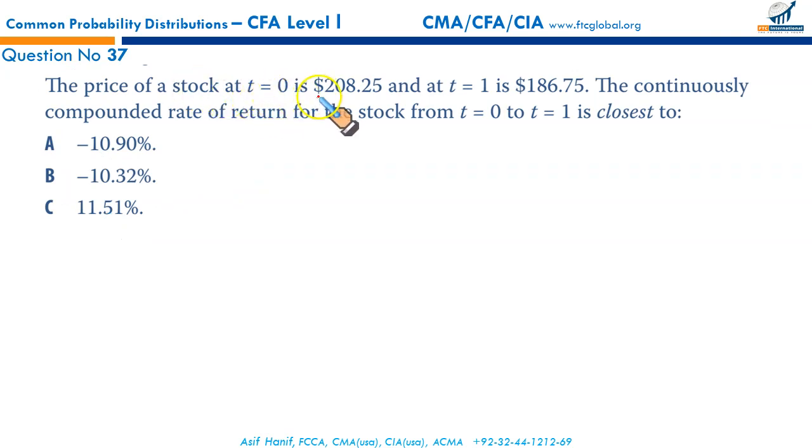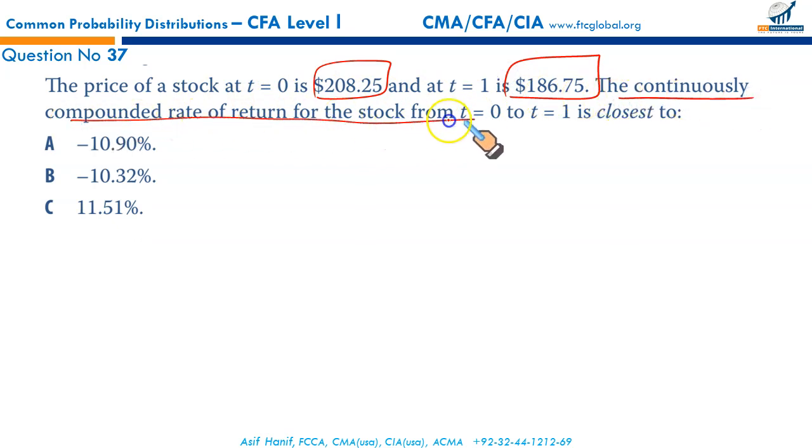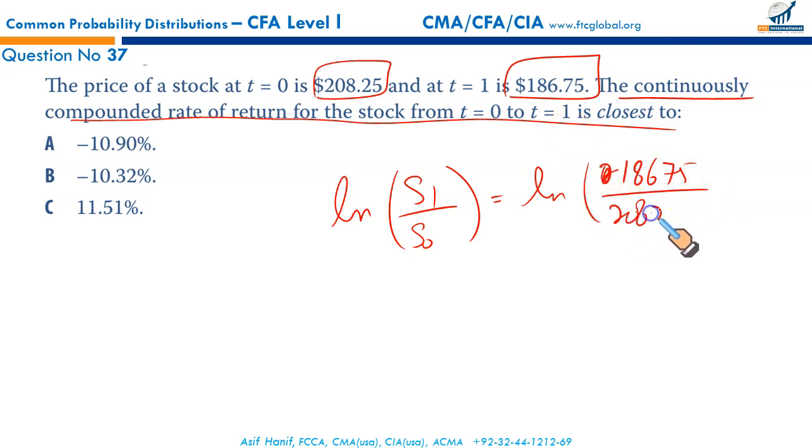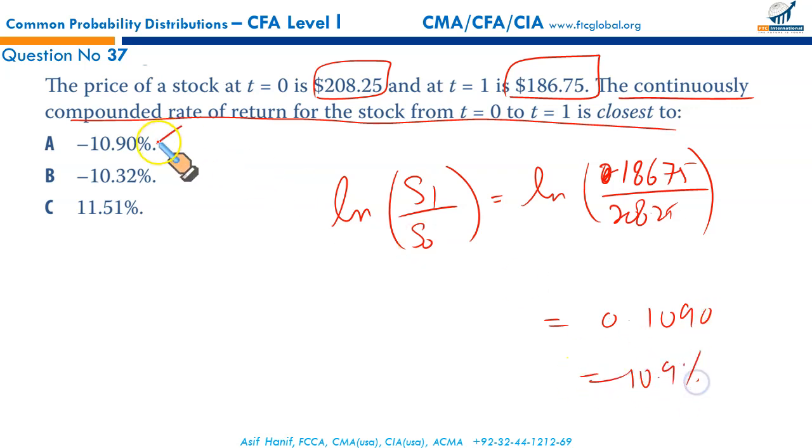The price of stock at T0 is 208.25. At T1 is this. The continuously compounded rate of return from T0 to T1 can be calculated using ln S1 on S0, which is ln of 186.75 upon 208.25, as the price has fallen. Simply plug it in your calculator and you should get your straightforward result. Since the price has fallen, it will give you 0.1090, which is approximately 10.9% negative. That makes A to be the correct option.